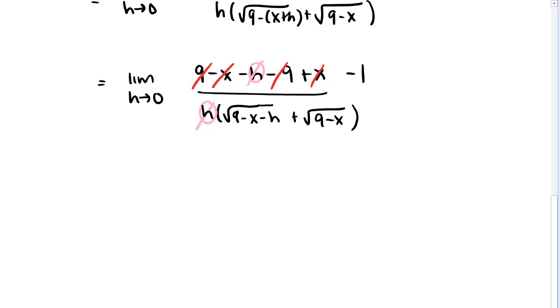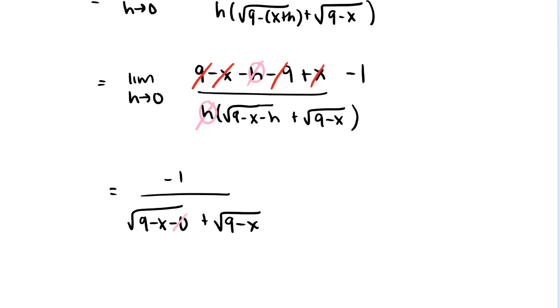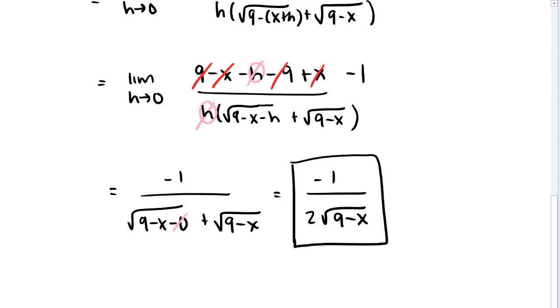So here I'll have negative 1 over the square root of 9 minus x minus 0 plus the square root of 9 minus x. Well, this minus 0 doesn't really contribute anything, and now we just have two equivalent terms in the denominator that we can add up together. We have minus 1 over 2 times the square root of 9 minus x. So this is the derivative function of f of x, and we computed this through the definition of the derivative. So now let's find some derivatives using derivative rules.